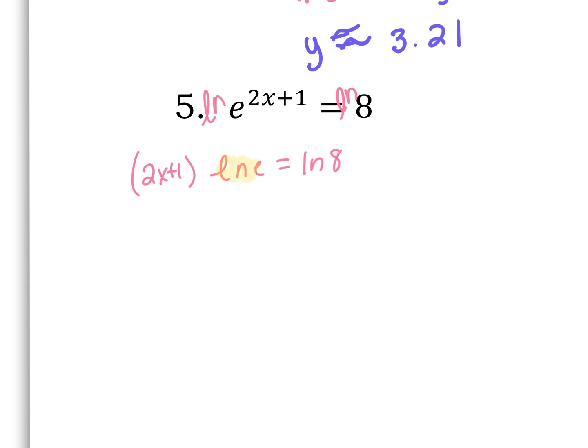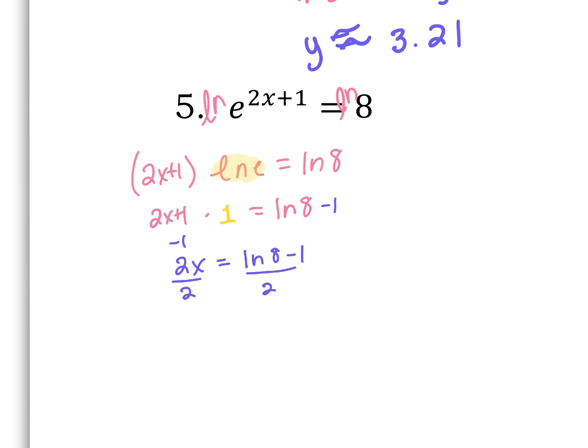So we know the ln of e is just equal to 1. And if we multiply by 1, then we know we are just left with, on the left-hand side, 2x plus 1, and that's equal to the ln of 8. And then we're going to do the steps in order. Make sure we're following the right order. We're going to have to subtract 1 from both sides. And then we're going to have 2x is equal to the ln of 8 minus 1. And now we're going to divide both sides by 2.